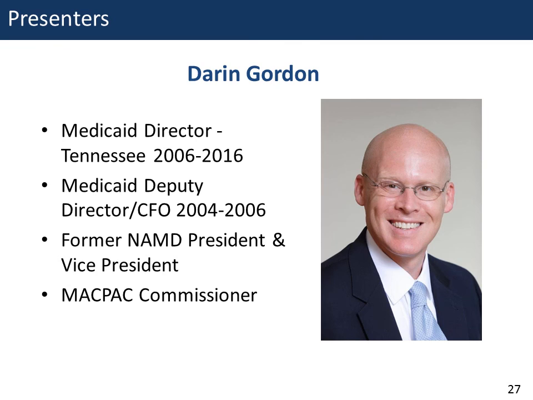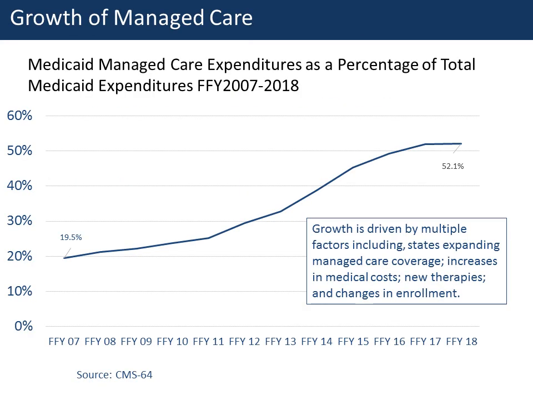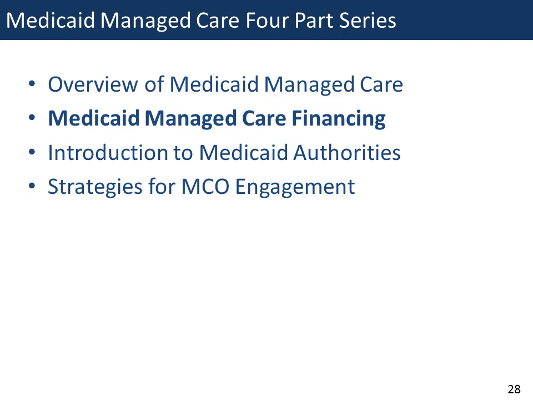We have two presenters during this section, and the other presenter is Darren Gordon. He too was a Medicaid director and a Medicaid deputy director, both in Tennessee. He too was a former National Association of Medicaid Directors president and vice president, and a MACPAC commissioner. So we're excited to have Darren and Tom present. They will provide some background and concepts on Medicaid financing of Medicaid managed care organizations, and talk a little bit about MCO rate setting, the use of population risk groups, different approaches that states can use, and information on reserves and how they're used and best practices, which I know is a lot of information that you're very interested in learning about. So with that, I'd like to turn to Darren, who will talk, and then he'll turn it over to Tom. Thanks, Darren.